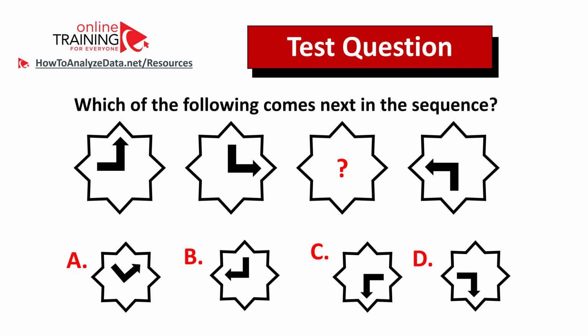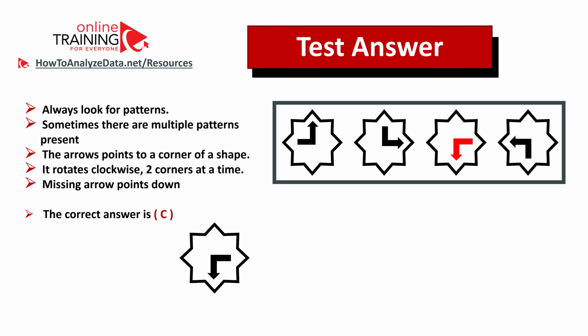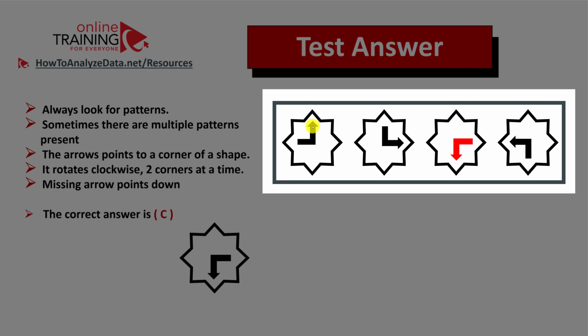Let's continue to see how we can solve this challenge and get to the correct solution together. As usual, the answer might be a lot simpler than you think. But the key is to always look for patterns. So take a look at the patterns here with the shapes. The first shape, arrow points to 12 o'clock. Second shape points to 3 o'clock.